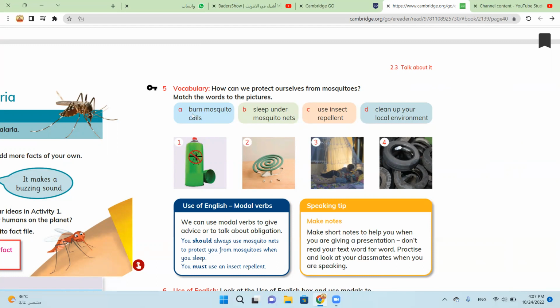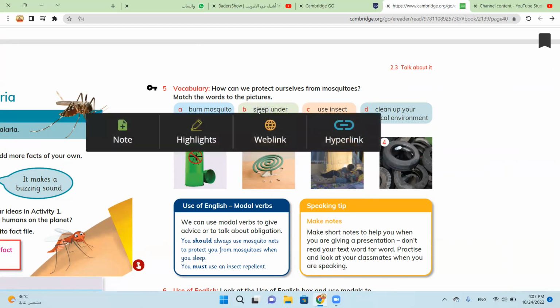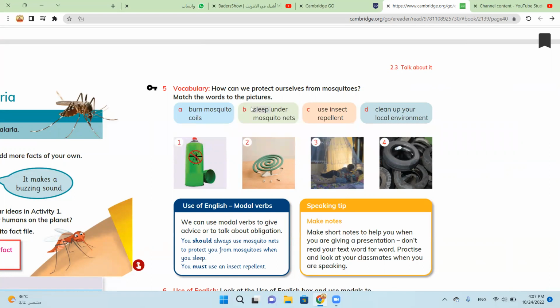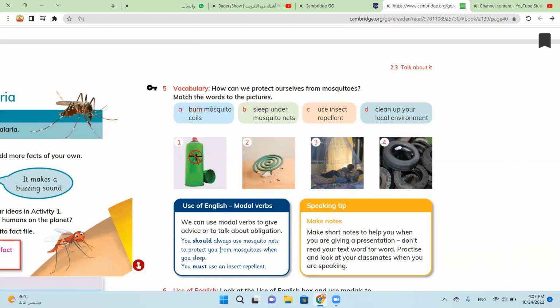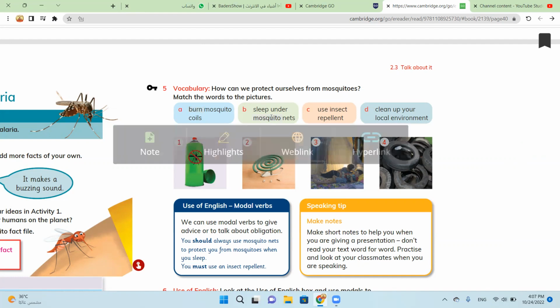A. Burn mosquito coils. Look at the second pictures and find the correct sentence. Burn mosquito coils, sleep under mosquito nets, clean your local environment. So we can see that the most related word or sentence is mosquito coils. Burn mosquito coils. So 1 is C and 2 is A. Number 3, we can see in the picture sleeping under mosquito nets.